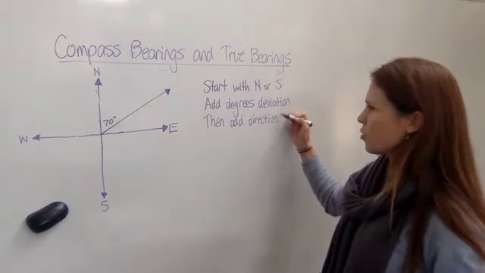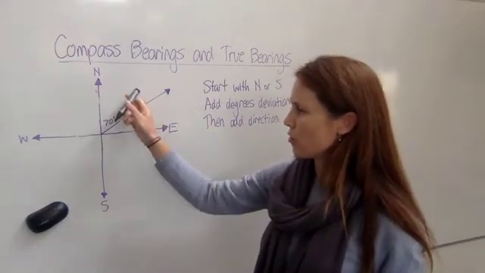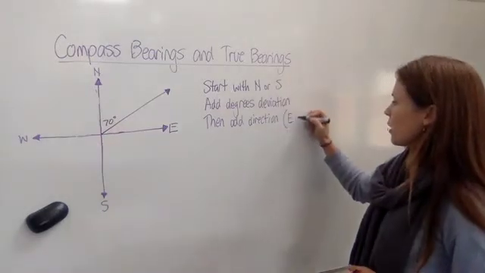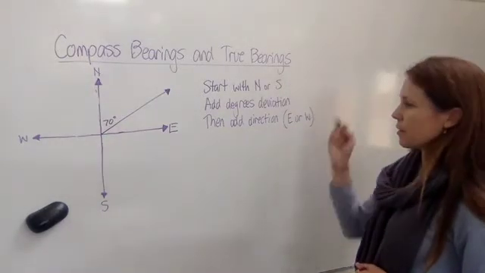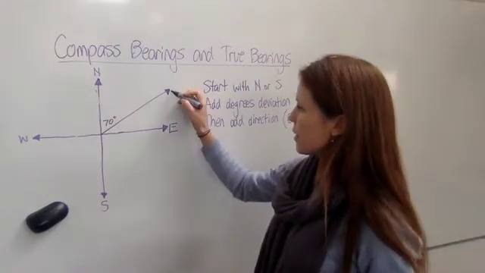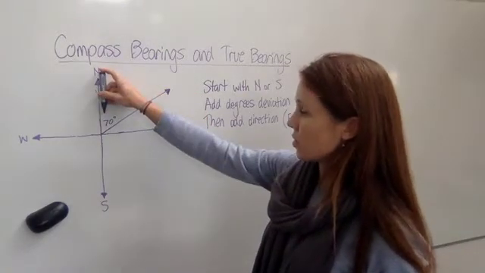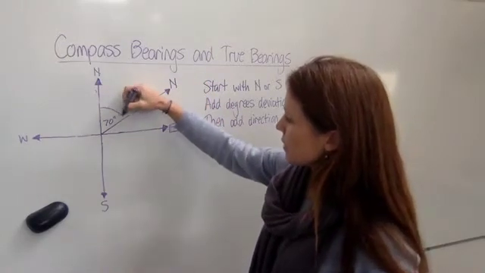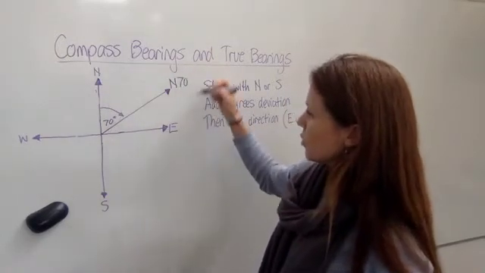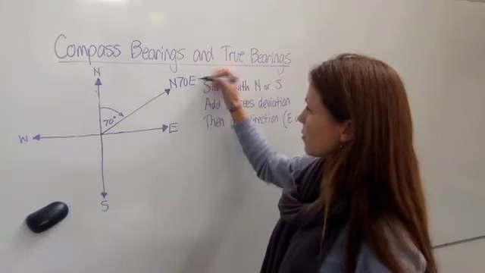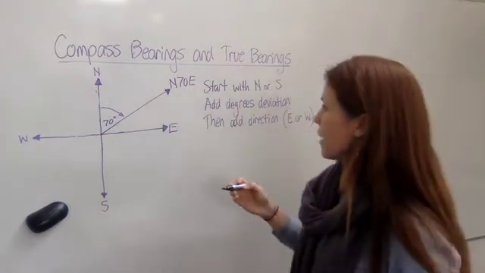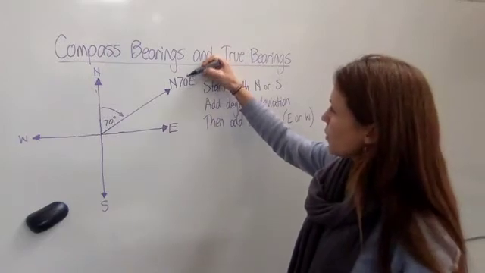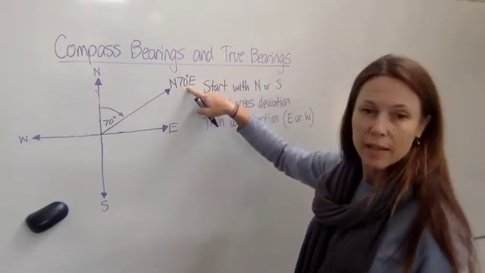Now, how far could it have deviated, or which way could it have gone from north or south? It could only have gone to the east or the west. So it will end with an east or west. So to give you an example, this line here, it's closest to north, isn't it, than south? So it starts with the north, and it's 70 degrees towards the east. Okay, that's how you label that one. That's the compass point of that. And we put the degrees in there: north, 70 degrees, east.